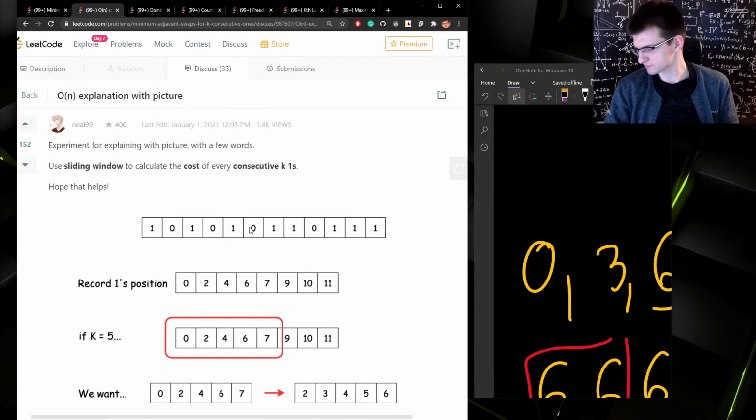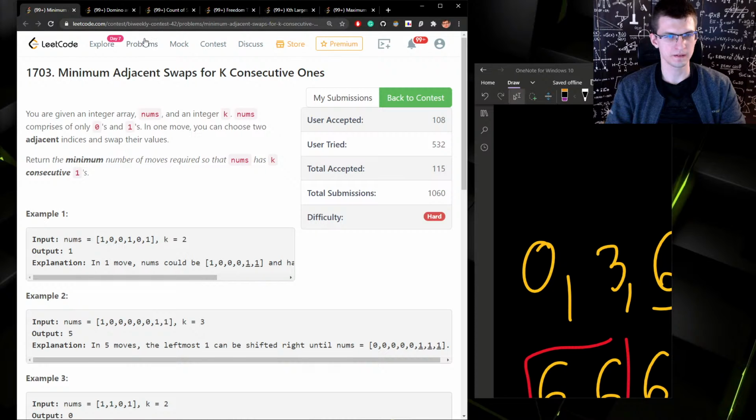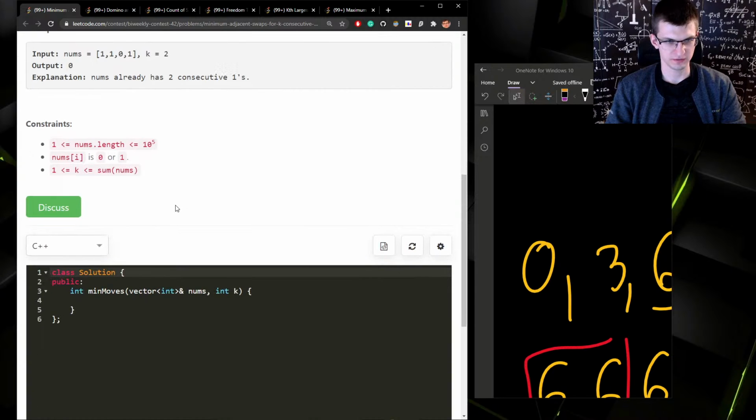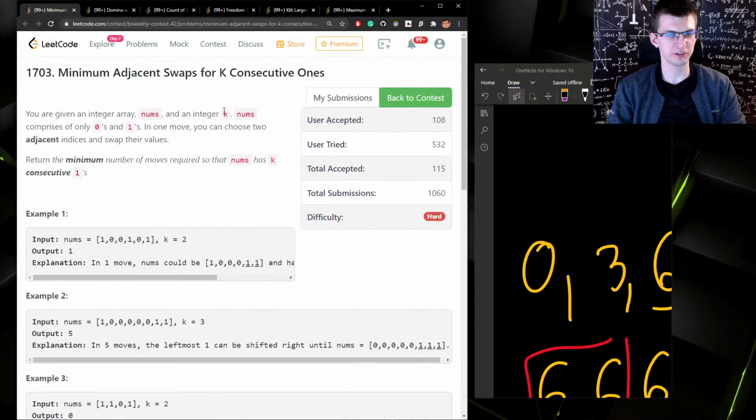Let's move on. This was quite hard. Need to find another interesting problem. Something maybe not that hard. I don't know if whoever suggested this realized how difficult it was. Would you solve it during a contest?